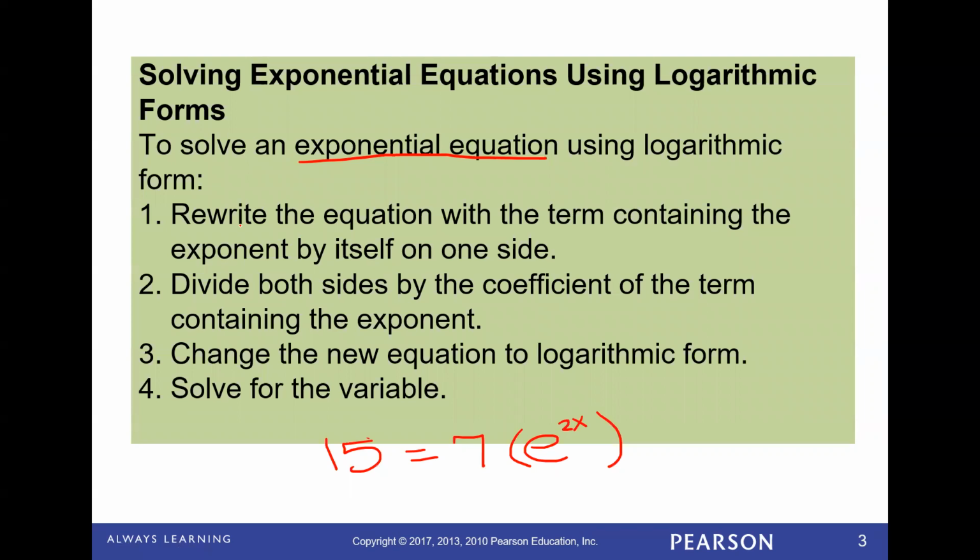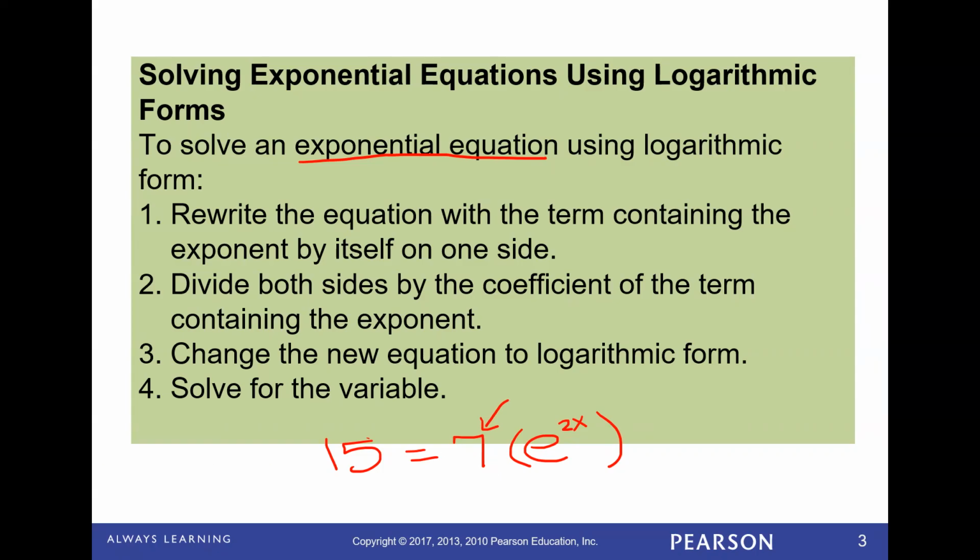Step one says rewrite the equation with the term containing the exponent by itself. Now, yeah, this term right now has the exponent, but what I mean is basically this 7 has to go. That's what step number one is actually referring to: I need to get that 7 to the other side. You're going to rewrite by using addition, subtraction, multiplication, or division. In my case here, I would divide by 7.